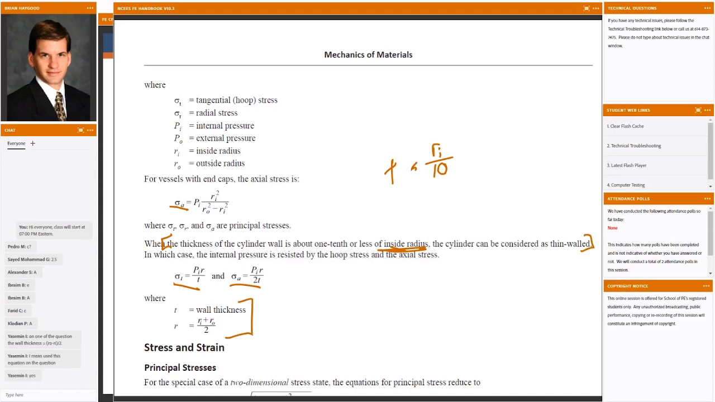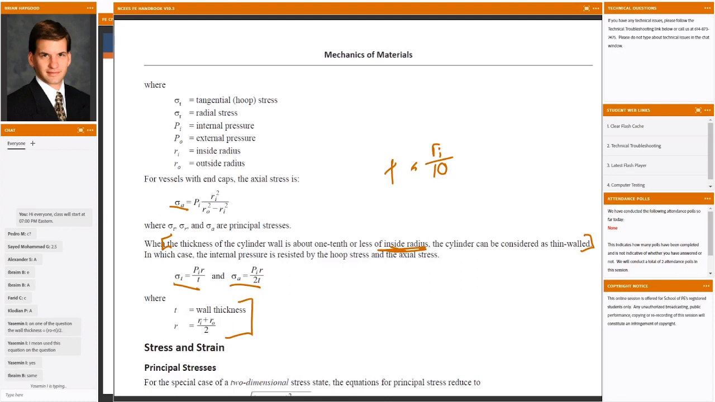Not too surprising. Good to know that that's in use. This whole hoop stress cylindrical pressure vessel thing is a really common section on the NCS exam. Some of the trends we can notice here: notice that the axial stress is literally half as big as the hoop stress or tangential stress.